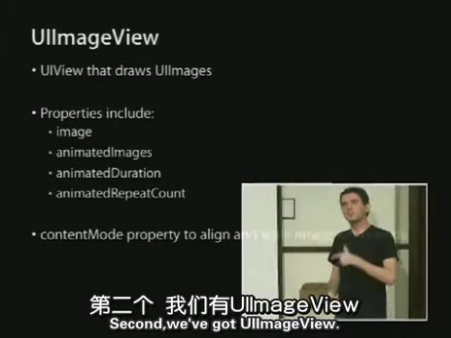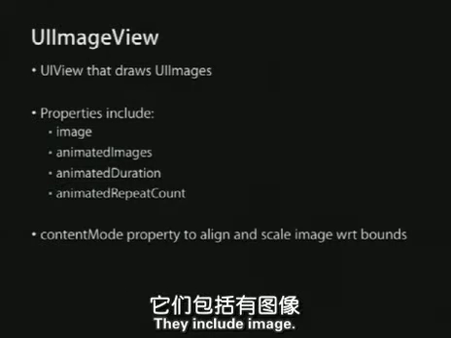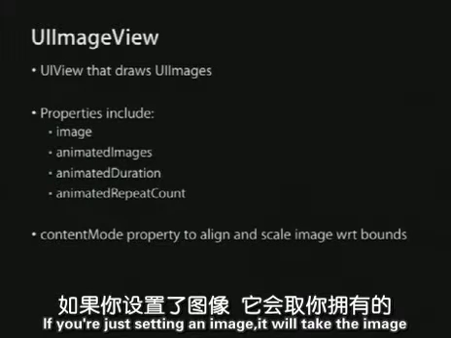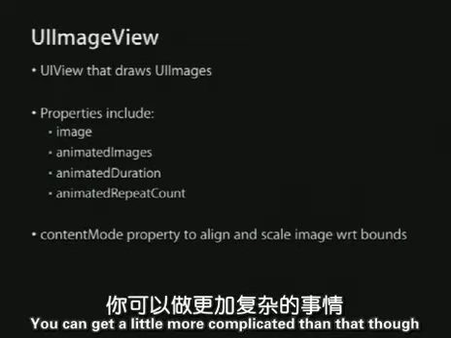Second, we've got UIImageView. UILabel is great for text. UIImageView is great for images. There are a few properties on it. They include image. If you're just setting an image, it'll take the UIImage that you've got and display it in its frame.